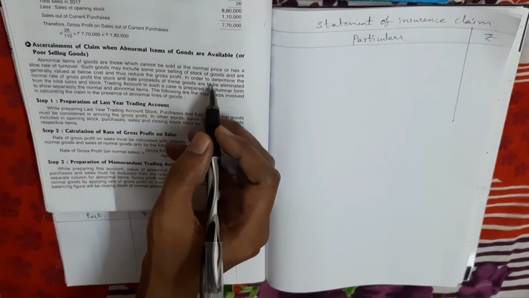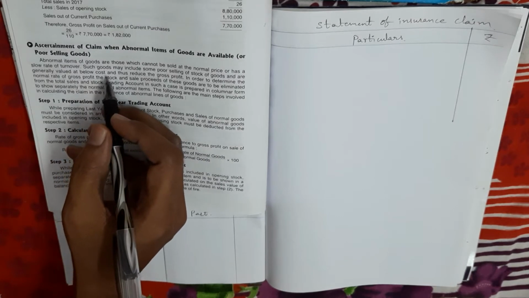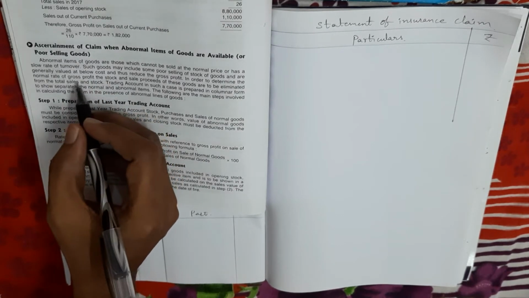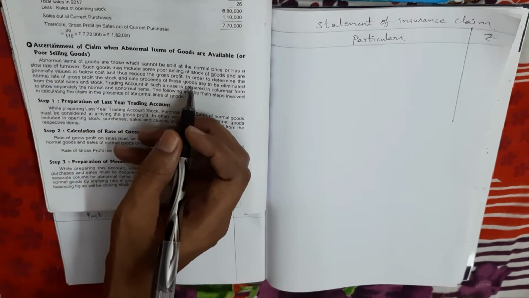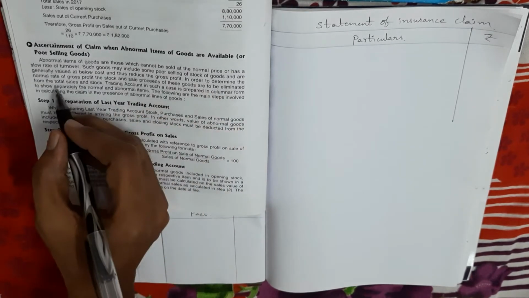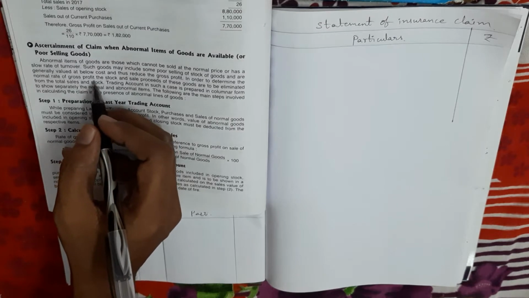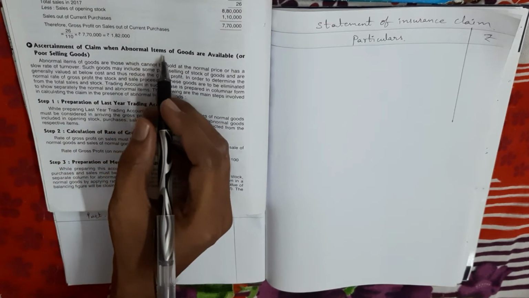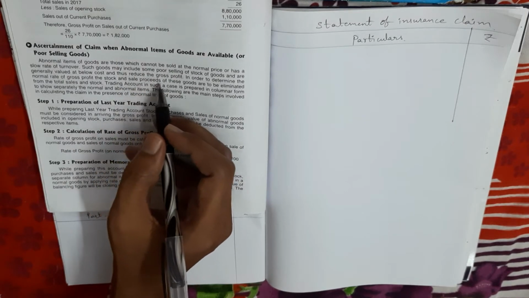In order to determine the normal rate of gross profit, when abnormal items of goods are given in the problem, the stock and sale proceeds of these goods are to be eliminated. These goods are to be eliminated from the total sales or stock to calculate the gross profit amount. So these abnormal items of goods are eliminated from stock amount and sale proceeds amount.